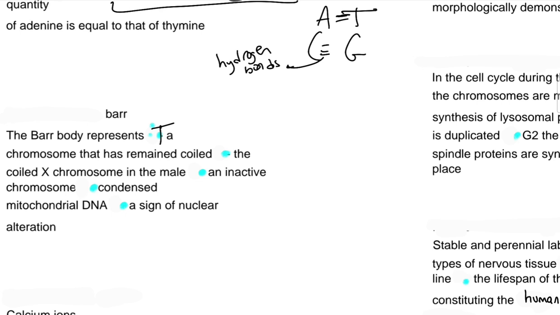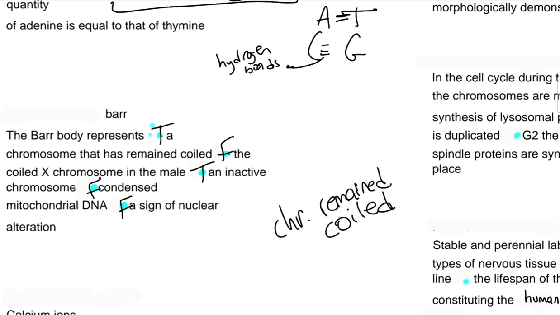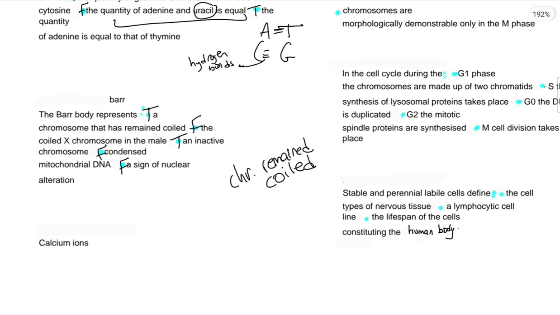The next one, the coiled X chromosome in the male, this is wrong. Inactive, this is correct, obviously. Condensed mitochondrial DNA, this is wrong. Sign of nuclear alteration, this is wrong. The only correct answer is that it's a chromosome that has remained coiled, and it became inactive. This is the bar body.